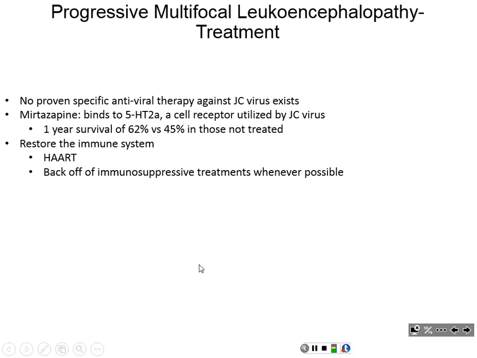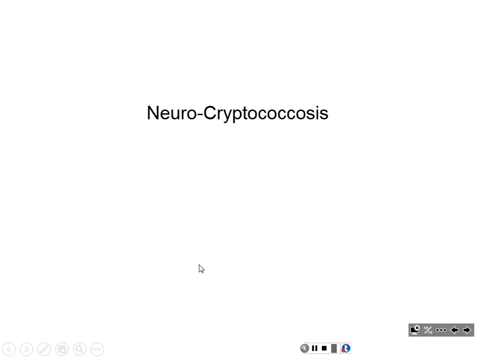So we want to restore those T cells back up above 200. We're going to make sure our patient is on HAART. And in the rare instances where this is an immunocompromised patient because of transplant, chemotherapy, et cetera, we're going to back off whatever is causing their immune suppression. That was quick and easy, right, guys? Ready to move on. So that wraps up all of the viruses that we're talking about today.